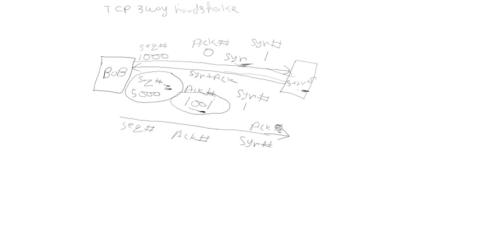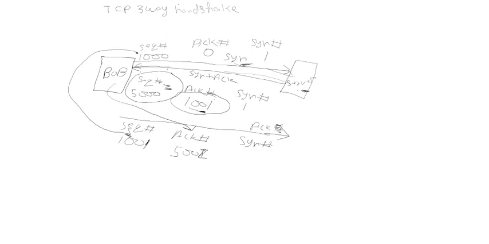Sequence number will be 1001, because the first sequence number is 1000. Now, in the second message, it is increased by 1, so here it will be 1001. The acknowledgement number is 5001, because the sequence number which is received from the server by the client, Bob, is sent back to the server as an acknowledgement number, and it is increased by 1.